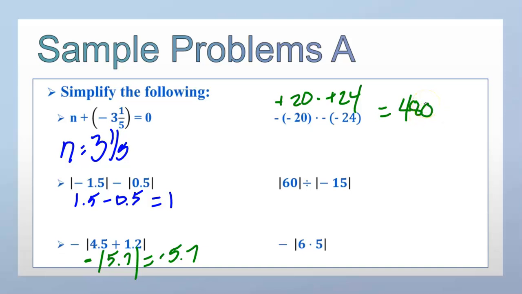Next, the absolute value of 60 is 60, divided by the absolute value of negative 15, which is a positive 15. 60 divided by 15 would give us positive 4. Next, we have a multiplication inside the absolute value, so we do the multiplication first. So 6 times 5 is 30. So this is negative times the absolute value of 30. The absolute value of 30 is 30, times the negative 1 makes it a negative 30.